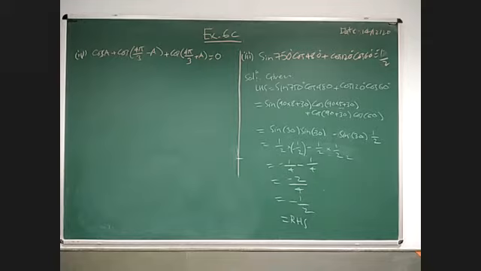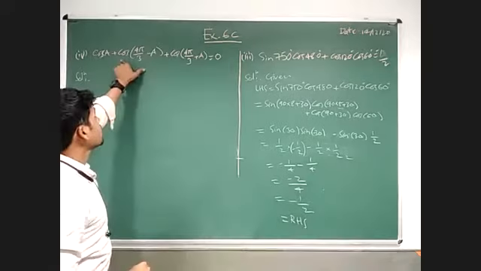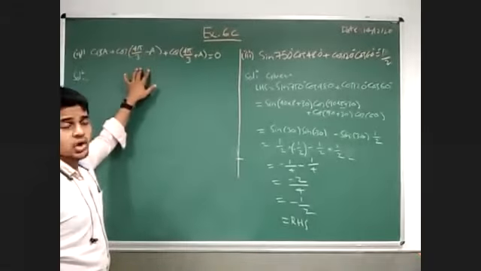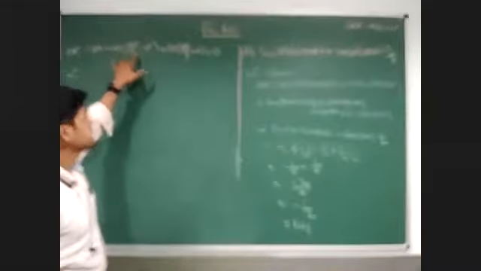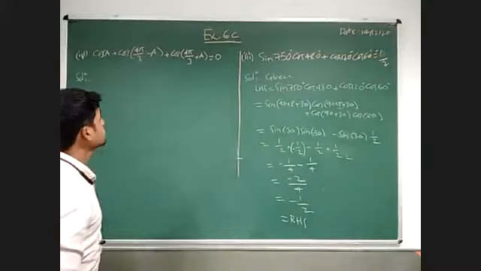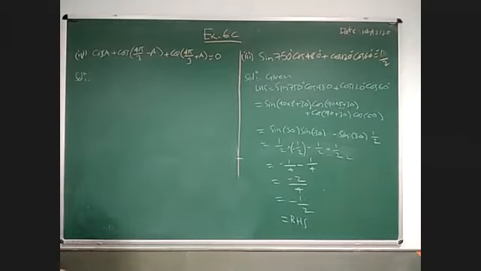Solution. Okay, so here we have cos 4 pi by 3 minus A. So here we can use our compound angle cos A plus B or cos A minus B. You may know the formula of compound angle cos A plus B and cos A minus B. After applying that formula, we have to prove that all terms are going to come as zero.